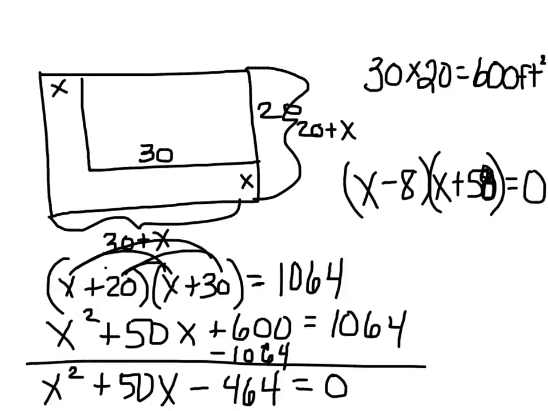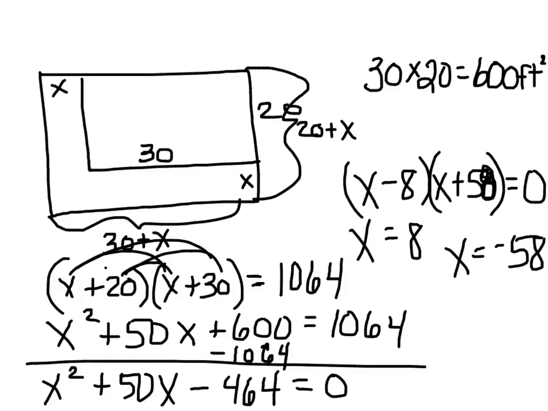Equals 0. So what Josie found was she went and found numbers that multiplied together to give me negative 464, but added up to be negative 50. Is she right? 58 times negative 8 is negative 464, and when you add them, it gives me negative 50. Nice job. So then from here, if I set each group equal to 0, I would get x equals 8, and x equals negative 58.